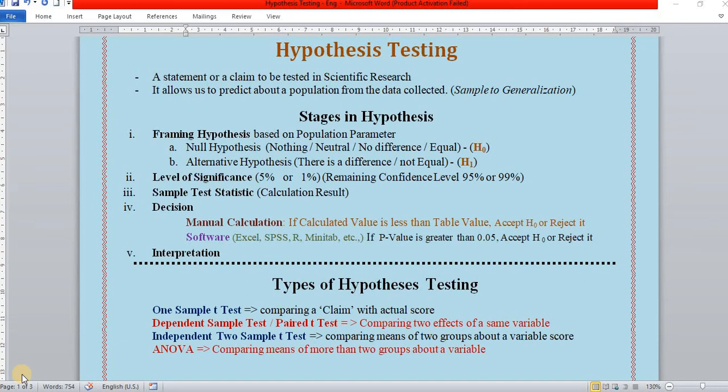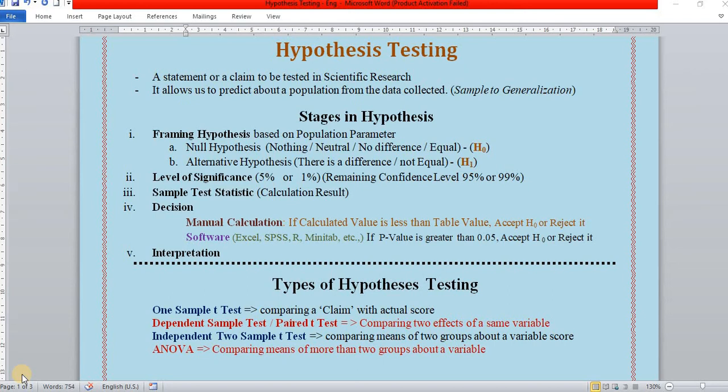Today we are going to discuss hypothesis testing. Hypothesis is a statement or a claim to be tested in scientific research. It allows us to predict about a population from the data collected, that is, sample to generalization. There are different stages in hypothesis testing.